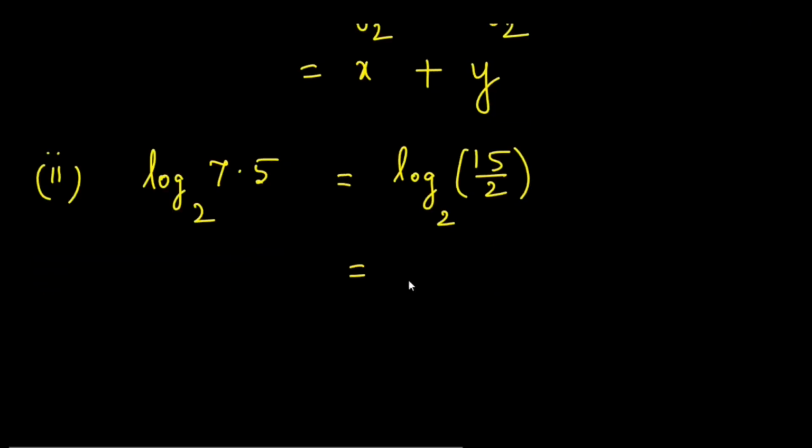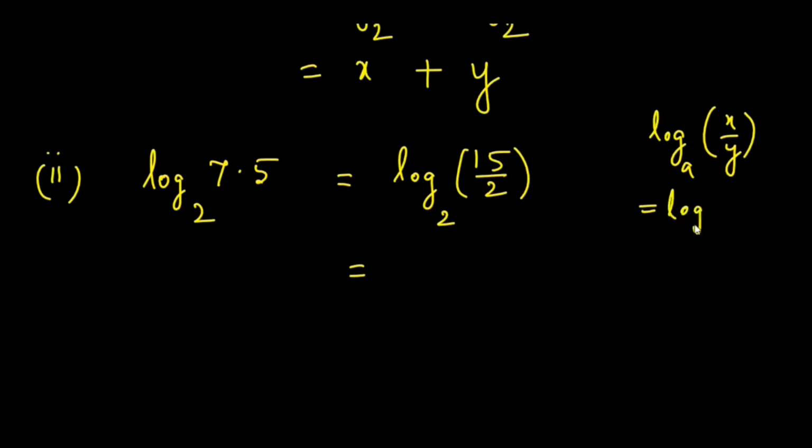Here we got log of 15 by 2 to the base 2. So this is in the form log of x by y to the base a. By quotient rule, log of x by y to the base a can be written as log of x to the base a minus log of y to the base a. So we can write this as log of 15 to the base 2 minus log of 2 to the base 2.